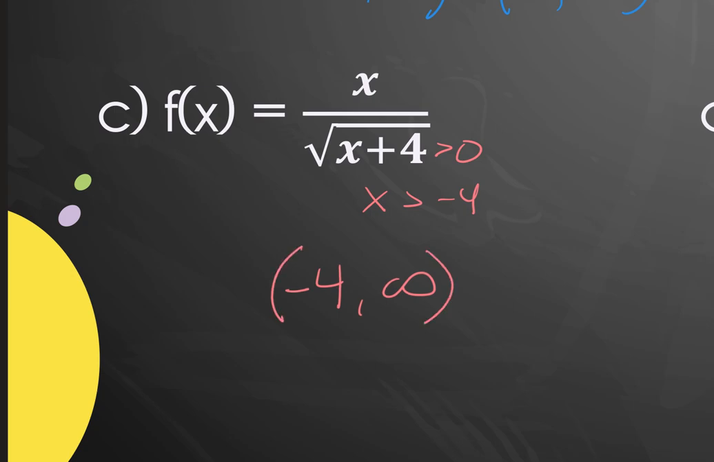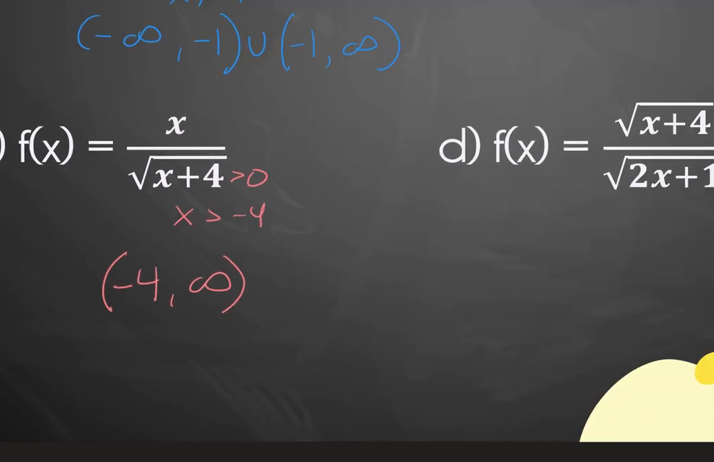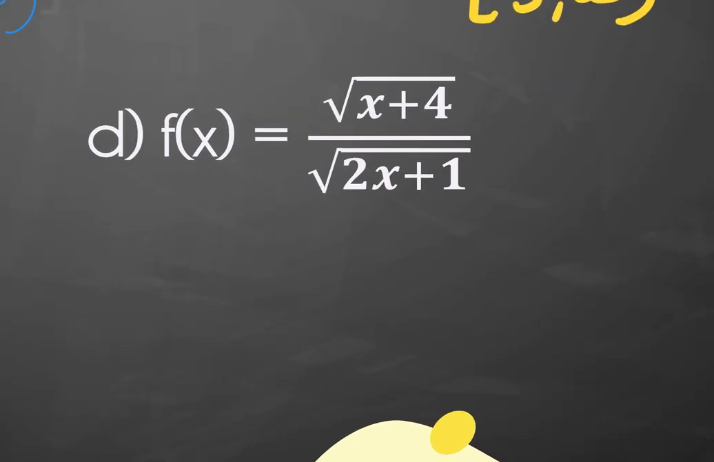Remember, infinity and negative infinity always get a parentheses because is there such a number as infinity? No, right? You can't give me infinity dollars. I would love for you to try, but you can't give me infinity dollars, right? That's not a solid number. So they always get parentheses. Okay, and then D. This time what happened?